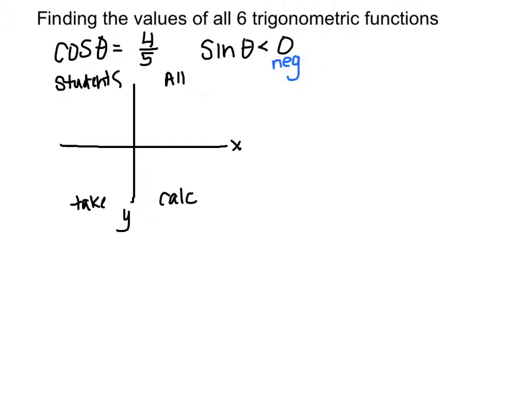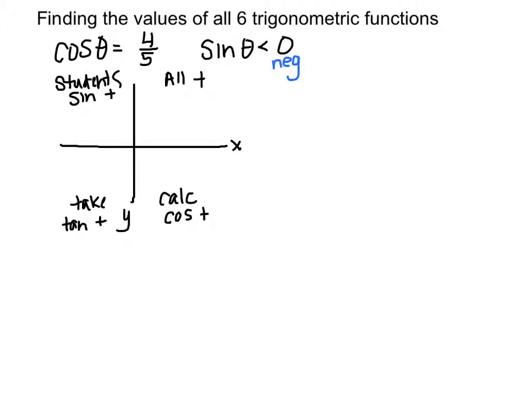And what this means is that all functions are positive in quadrant 1. Only sine and its reciprocal are positive in quadrant 2. Only tangent and its reciprocal is positive in quadrant 3. And only cosine and its reciprocal are positive in quadrant 4.